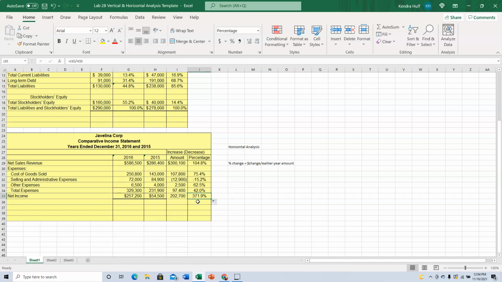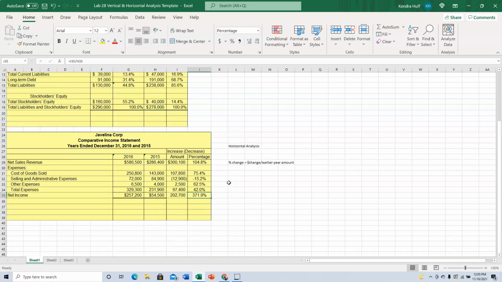Notice this number looks really big, but look how big that change is. So when your base year is pretty small, relatively speaking, your percentage change is going to be pretty big. Okay, so don't let that freak you out. And that's it.